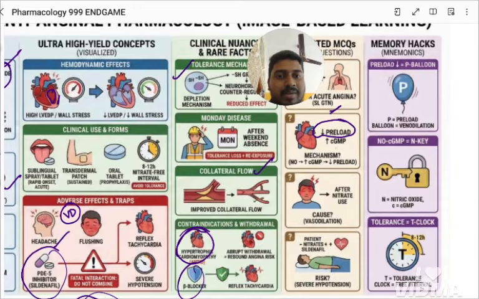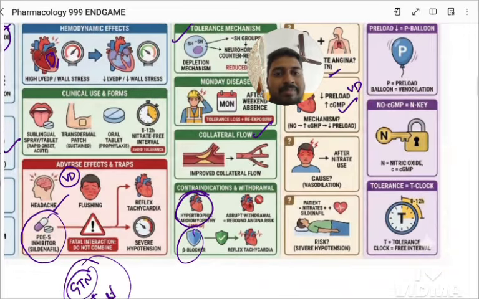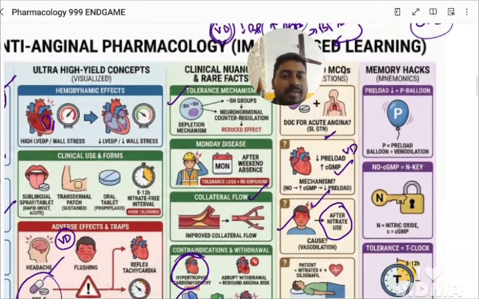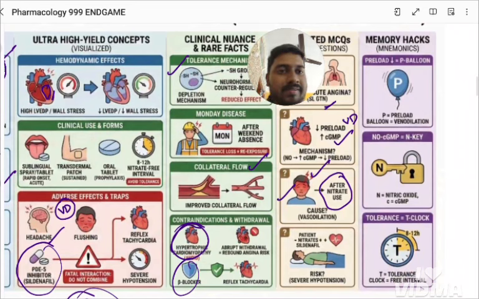That is, it decreases preload via increasing cGMP and hence causing vasodilation, mainly venodilation. Third is, after nitrate use, what are the problems that can arise? One is flushing, second is headache, and fourth is you should avoid sildenafil along with nitrates because of risk of severe hypertension and reflex tachycardia.